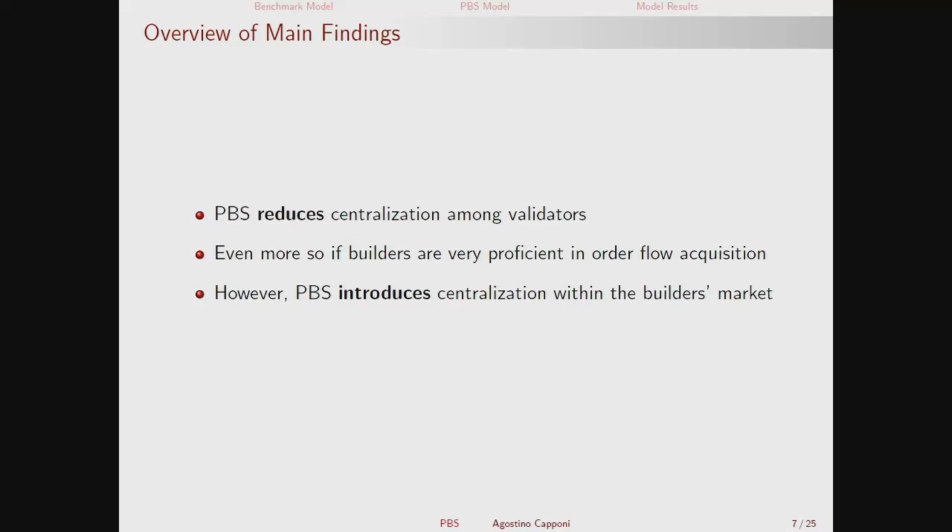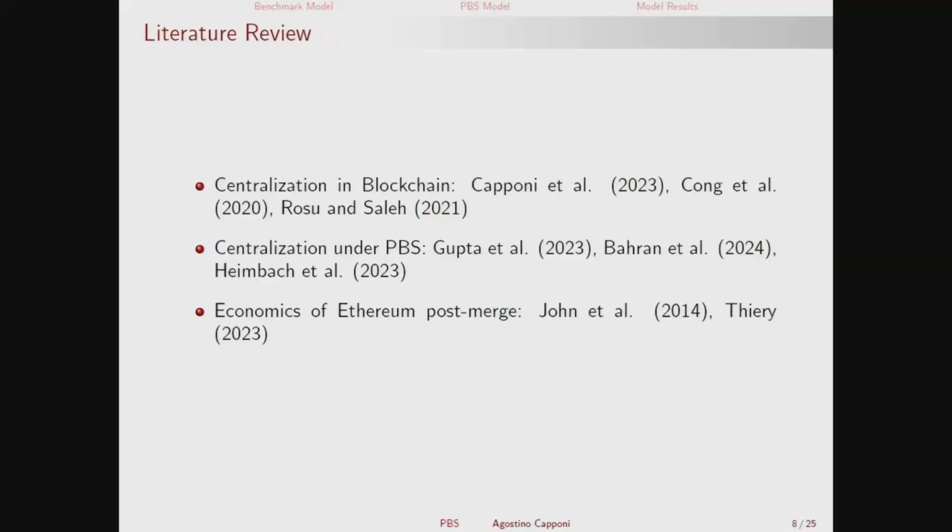However, there is an unintended consequence that we are highlighting. Basically, now the centralization problem is shifted to the builders. So it was a centralization in validation, now it's shifted to the builder market. And we don't have a solution yet for how to reduce centralization in the builders. So we are basically highlighting that there is this problem.